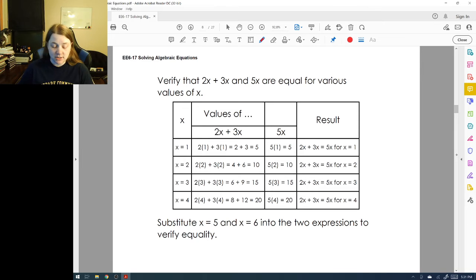So what they're going to do is they're going to substitute. If x is 1, then we're going to get the answer of 5 both times. If x is 2, instead of x, we're going to put the number 2 in there. We're going to end up getting the number 10 both times. And then 15 for 3. And you can see on here how they are showing you why this works.